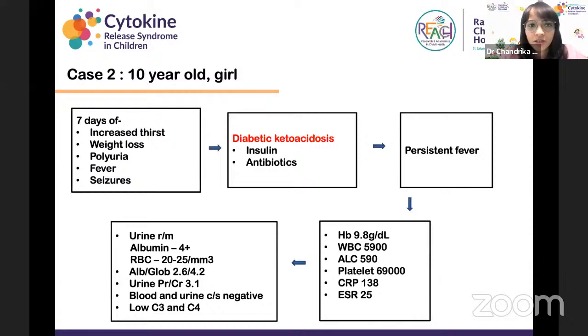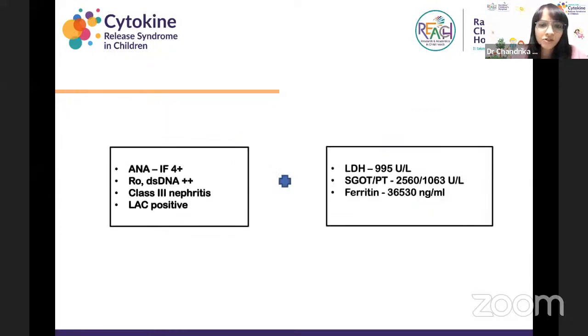So essentially, we were thinking of SLE over here, but what was confusing for us was the fact that she had a high CRP, which we normally don't see in children with SLE unless they have concomitant florid arthritis, serositis, or an intercurrent infection. So that's the reason why we then sent her inflammatory markers, and to our surprise, her ferritin level was quite high at 36,000, and even the LDH and SGOT/SGPT were very high. At the same time, we got the results of her autoimmune evaluation, and her ANA was strongly positive, and on biopsy, she had class 3 nephritis.